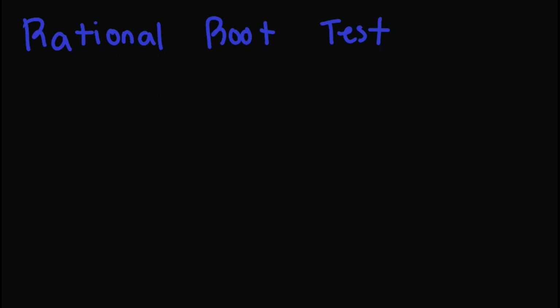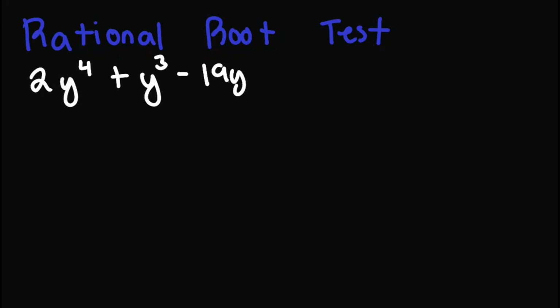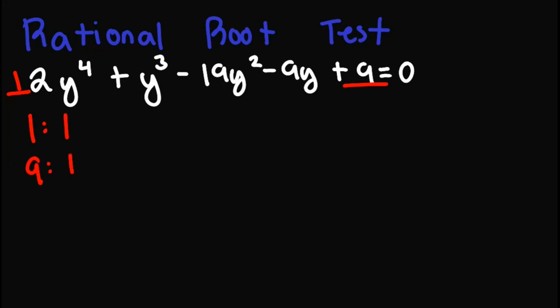Let's try out this next example. Let's have 2y raised to 4 plus y cubed minus 19y squared minus 9y plus 9 equals 0. Again, we first check the leading coefficient and the constant. For the leading coefficient, the possible factors are 1 and 2. For 9, we've got 1, 3, and 9.